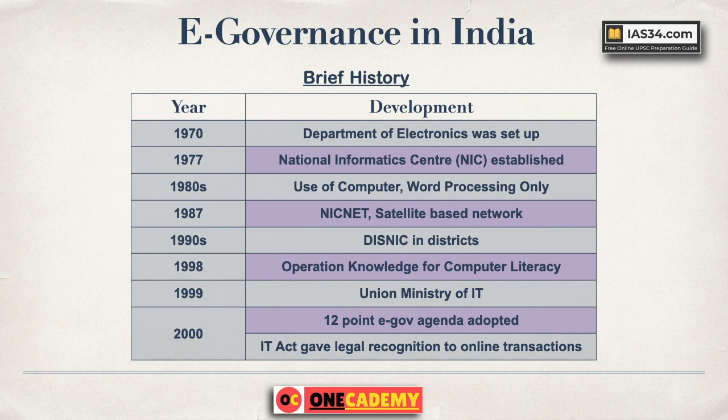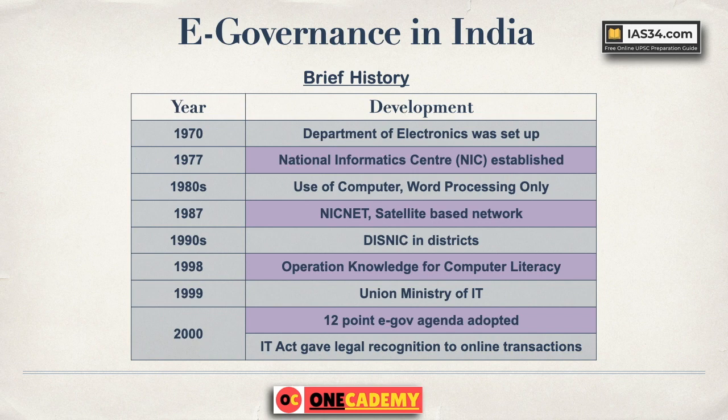In the early 80s, the use of computers started, and that use of computers was not very sophisticated at that time. The computer itself was not very sophisticated, and the internet was not prevalent. So only word processing was used, meaning typing and printing, typing and printing. In 1987, one very important thing happened, which is the internet. The very rudimentary form of internet, the baby form of internet, came; we started NICNET. NIC is of course NIC, and net is for internet.